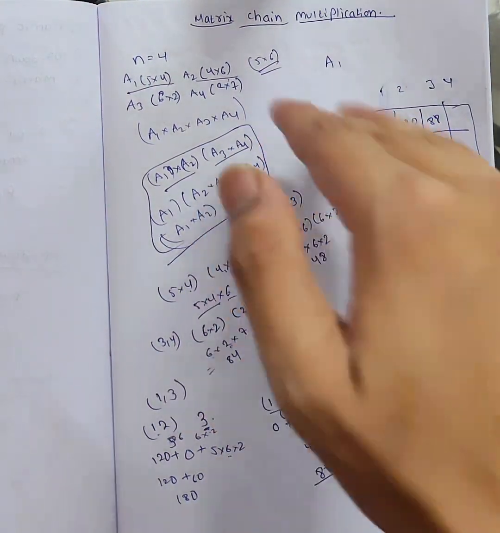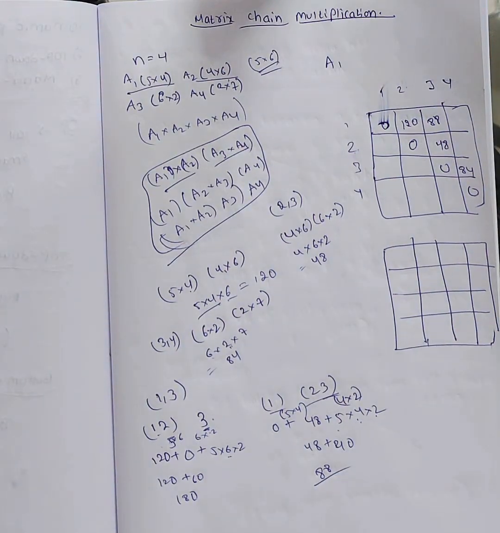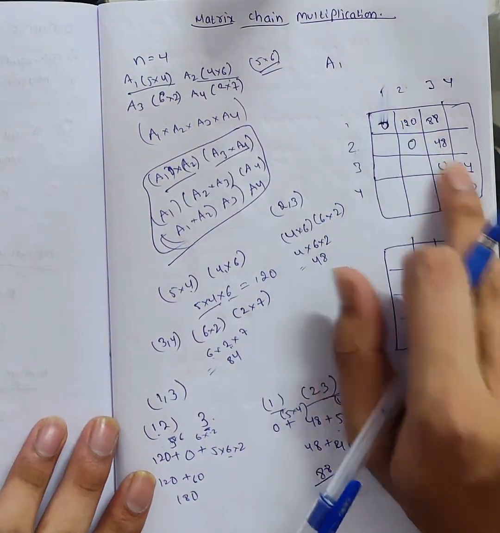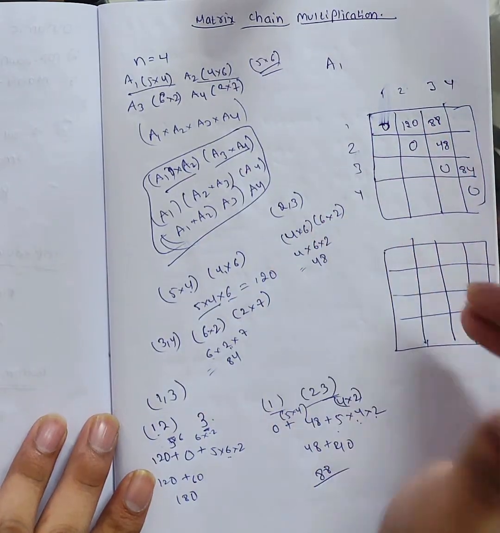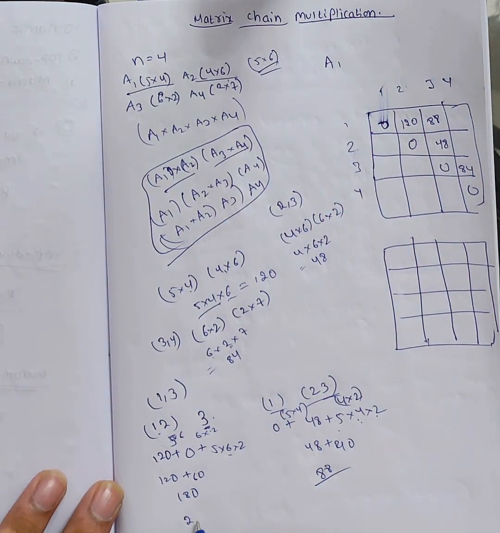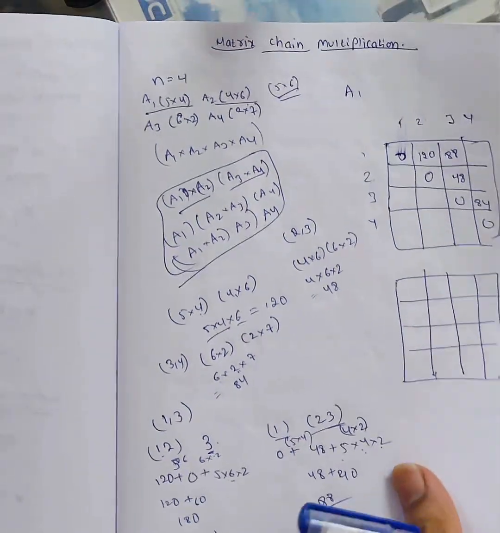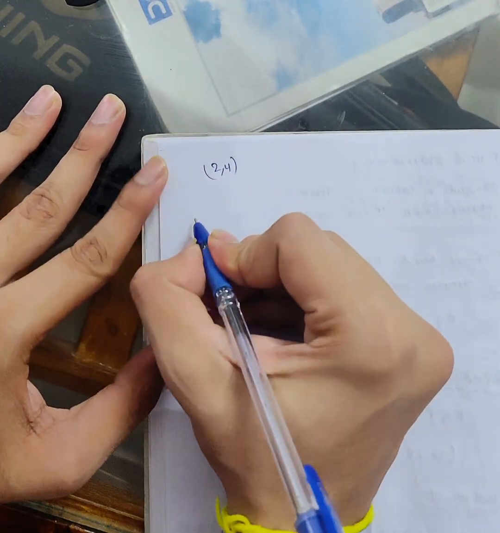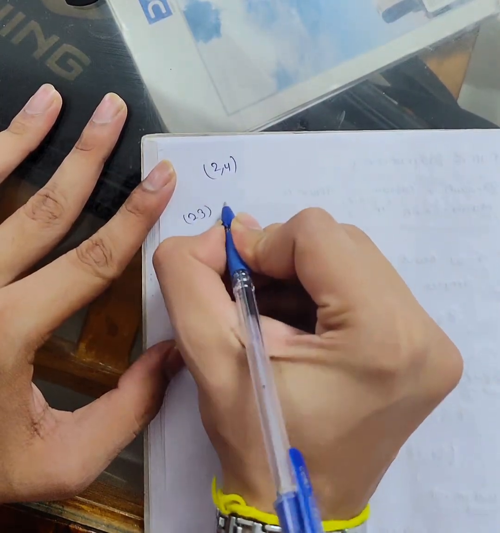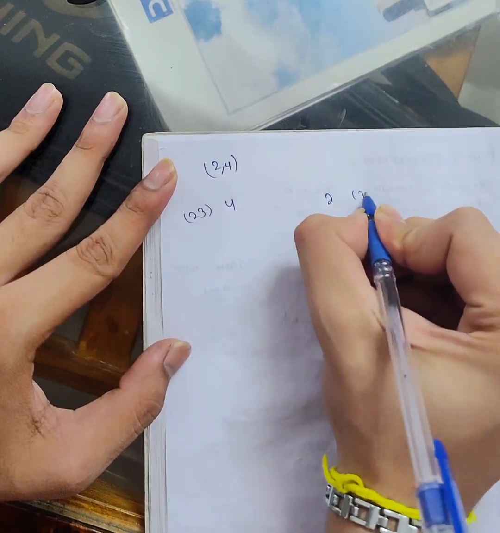Now 2, 4. See, I am taking the diagonal only. I am solving the diagonal ones only first. See, this one diagonal done. This one diagonal. Now this one. 1, 3 done, right? 2, 4. 2, 4 also I can write in two ways. What are the two ways? 2, 3 into 4 and 2 into 3, 4.